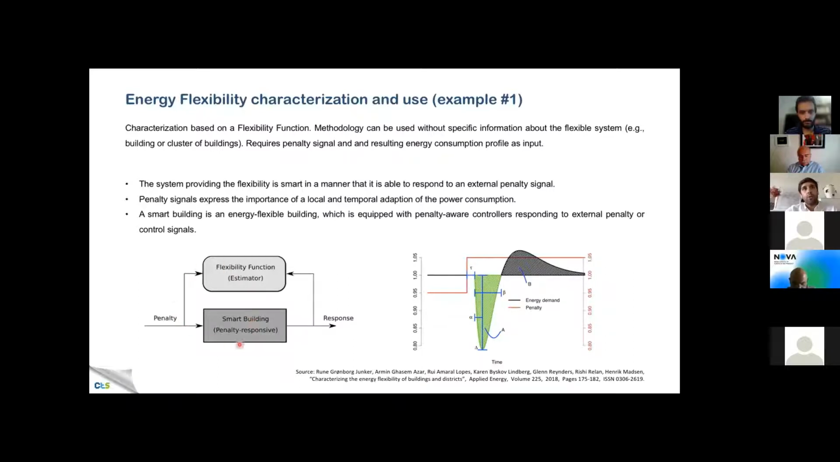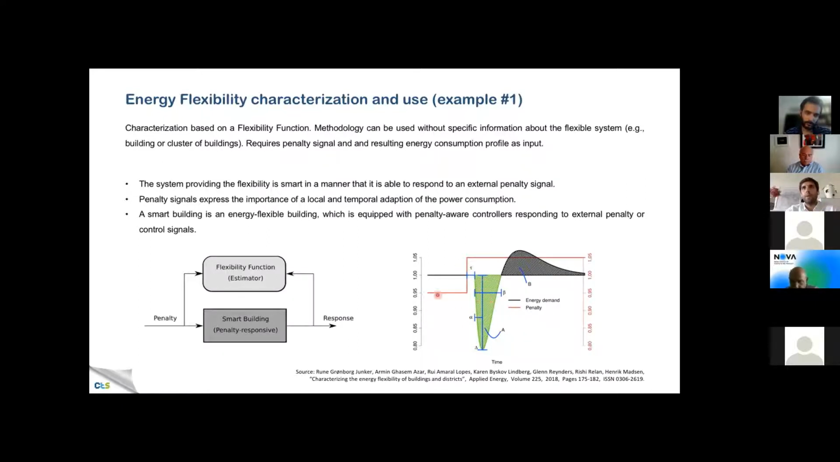And we observed also that different buildings have different responses. These responses, we call flexibility functions. So flexibility function, and for our colleagues from the control area, you can see that it is basically a step response of our building energy consumption. So what we did was to characterize the energy flexibility in terms of the response of this building when a change in the penalty is registered.